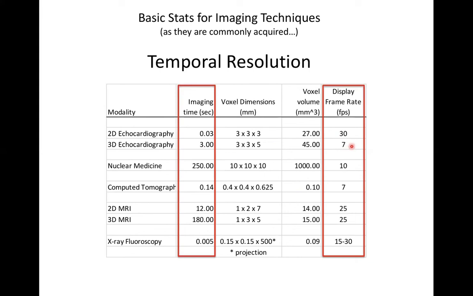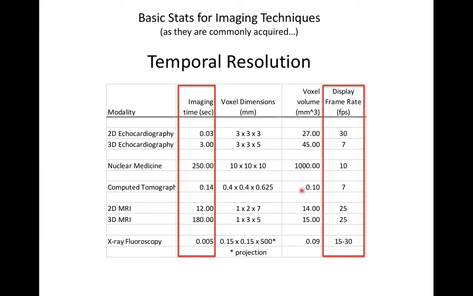However, when the object moves quickly, this playback will have artifacts in it. Then we can look at computer tomography, which is somewhere in between. There's 140 milliseconds to get all of the data you need to make a frame, and that can be played back at 10 frames per second or 7 frames per second.